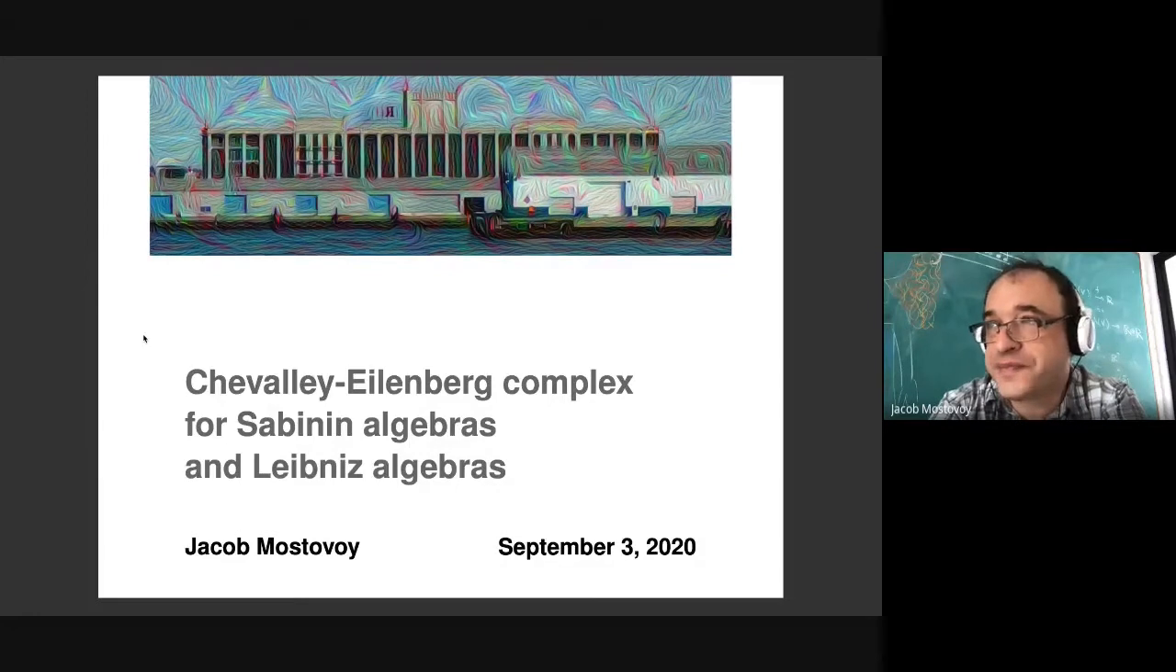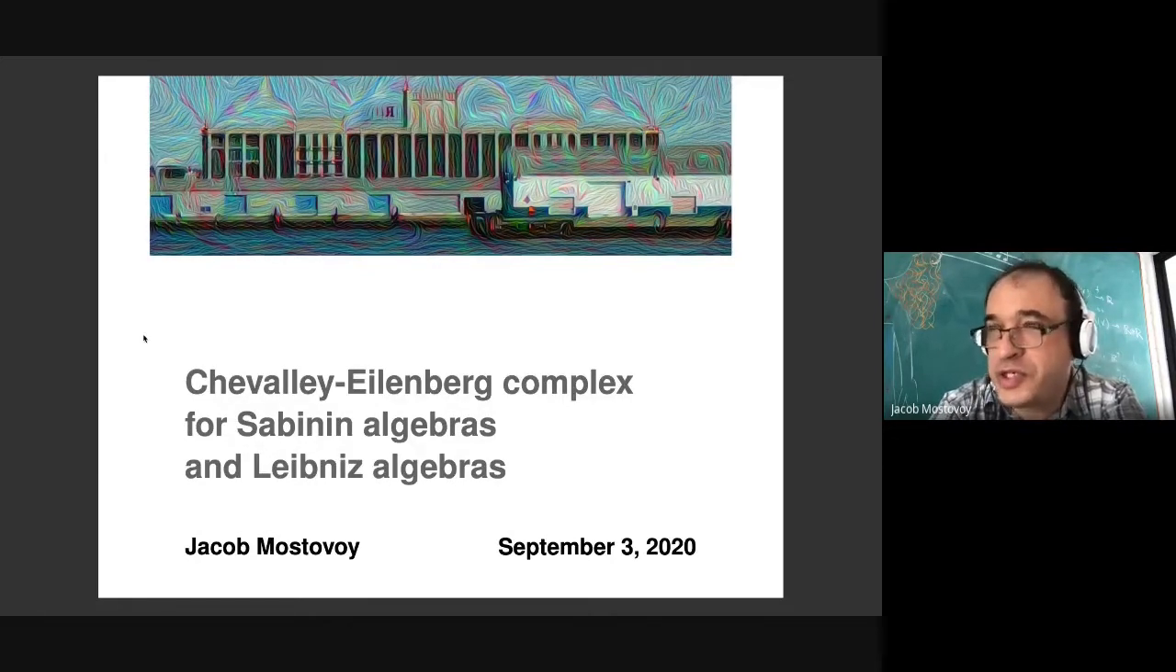This is part of a long ongoing project with Ivan Pavel Shestakov and Jose Maria Perez Izquierdo. Basically, we're trying to understand how Lie theory works in the absence of associativity. And this is why I'm talking about Sabinin algebras. So as part of developing Lie theory, it would be nice to understand the cohomology for Sabinin algebras.